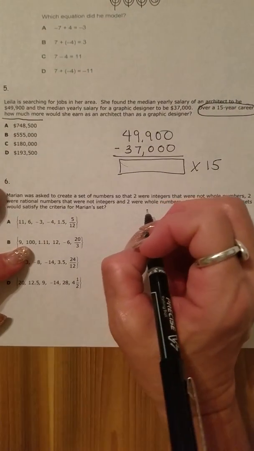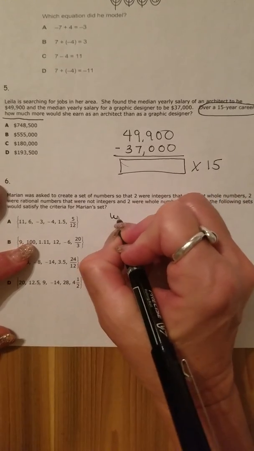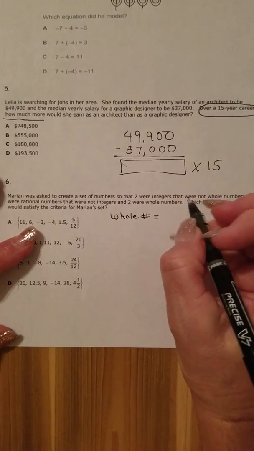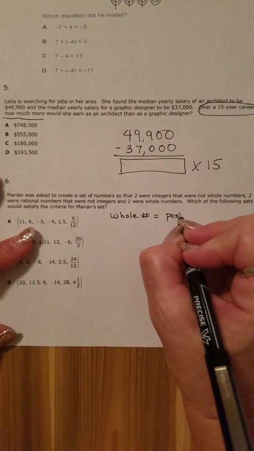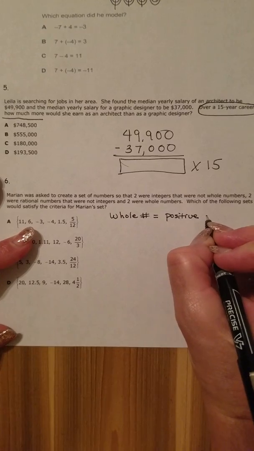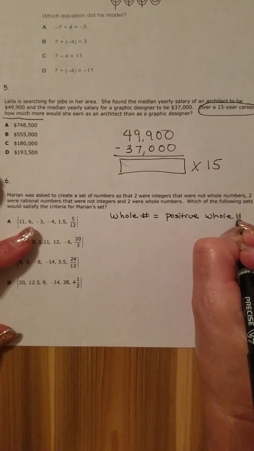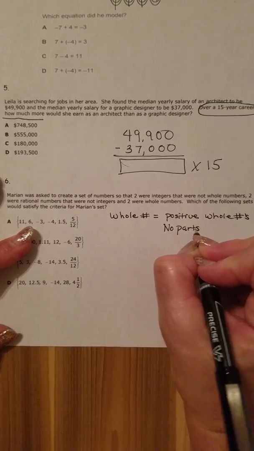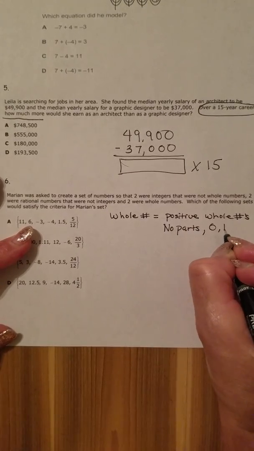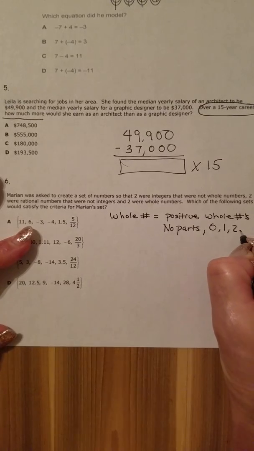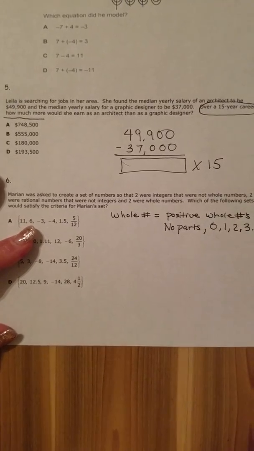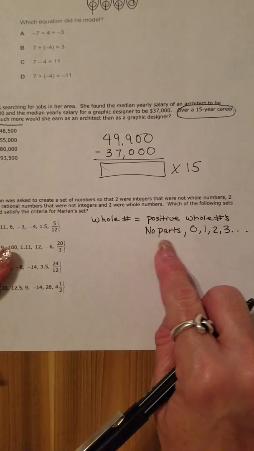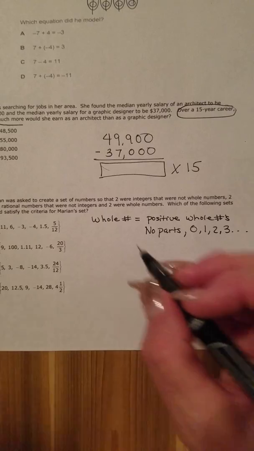Okay, and let's just review what a whole number is. Whole numbers are positive whole numbers, no parts, and we start with 0, 1, 2, 3, and so on into infinity. Okay. No negatives, only positive whole numbers and no parts, okay?